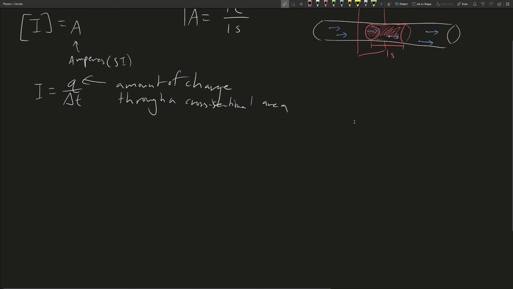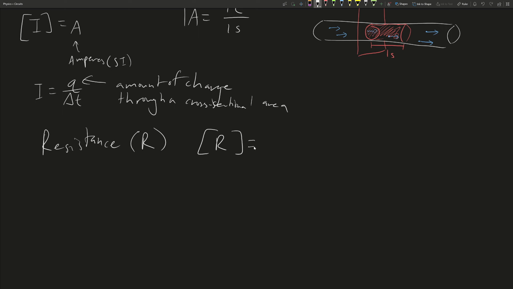All right, now that we have current, we can go on to define resistance. So resistance here, the variable is R, and resistance has units of ohms, which should be capitalized because it's named after someone. It's written as an omega, capital omega, in Greek letters.